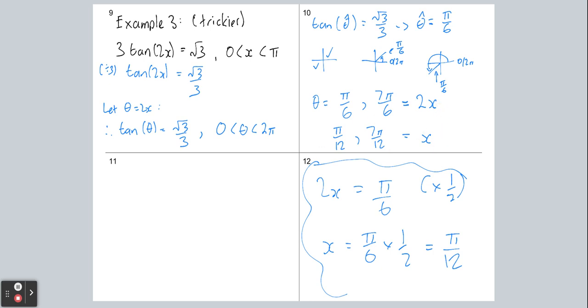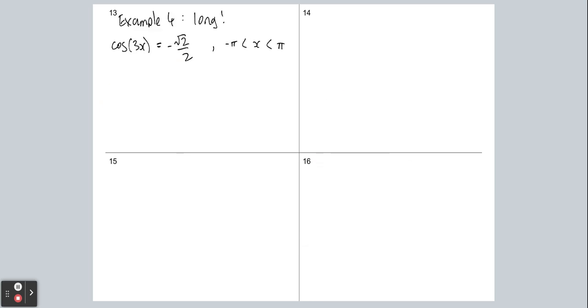So the two solutions are pi on 12 and 7 pi on 12. And I hope you can see that these two numbers are between the original domain here of 0 and pi. So it does work. This system does work. I really do encourage you to follow through my system because I think it's the easiest way to solve these problems. I have seen other ways. The textbook has other ways, but I think this is the easiest way of doing it.